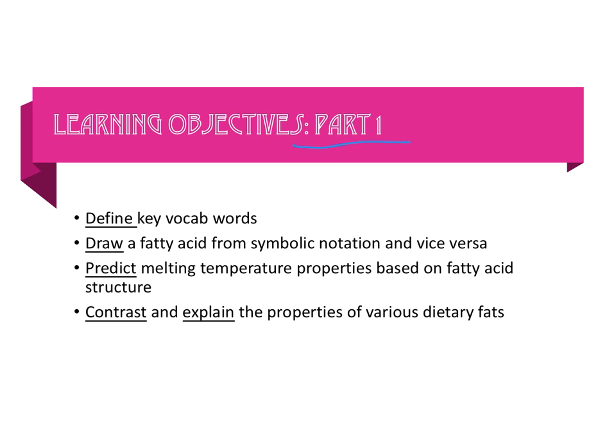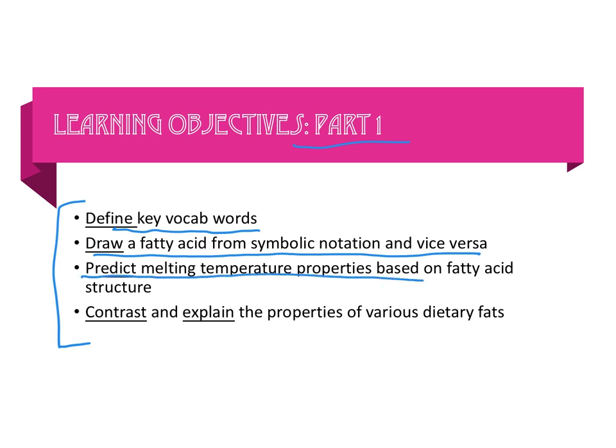So we're gonna start with part one. And these are the learning objectives for part one. We're gonna meet quite a few vocab words, so it's a good opportunity for flashcards, but you're gonna need to be able to define the vocab words. You're also going to need to be able to draw fatty acid from symbolic notation and vice versa. You should be able to predict melting temperature and properties based on fatty acid structure and compare and contrast and explain the properties of various dietary fats.